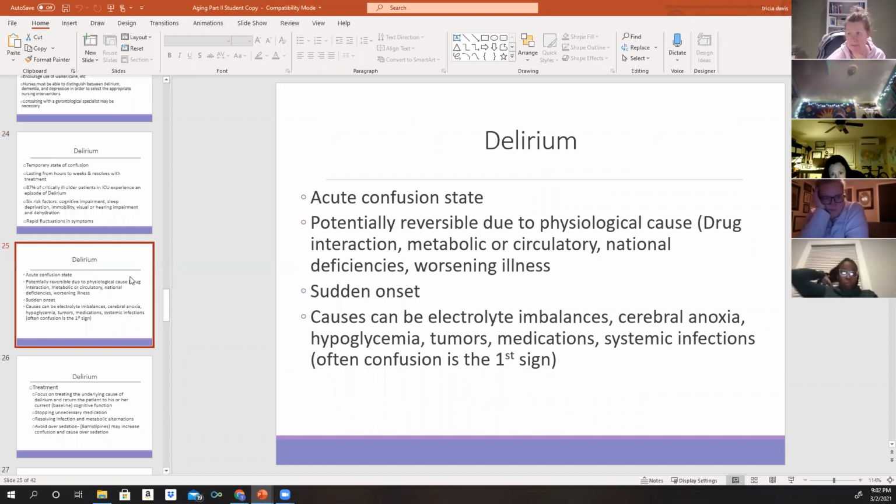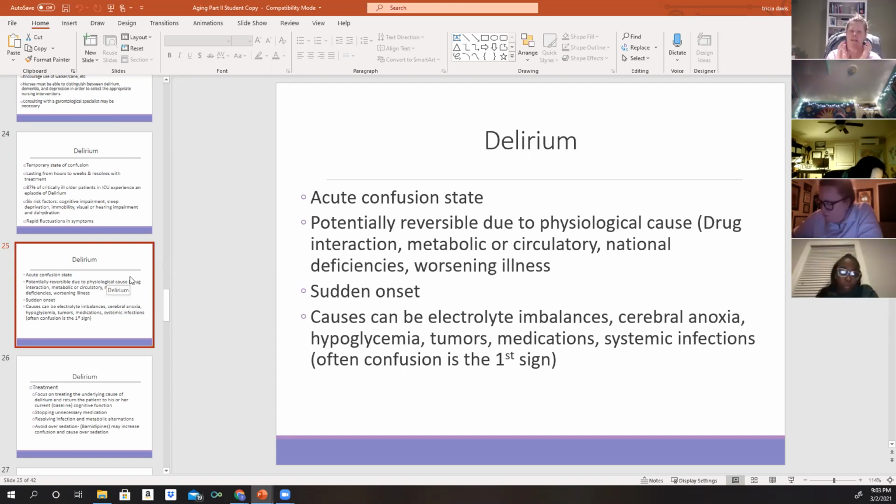So delirium, again, is an acute confusion state. It's acute, it will not last. It's potentially reversible due to that psychological cause, no matter what it is, drug interaction, UTIs, metabolic or circulatory deficiencies. It can be a very sudden onset. One hour they're fine, the next minute they're not. We can see some other things that can cause it are those electrolyte imbalances, cerebral anoxia.